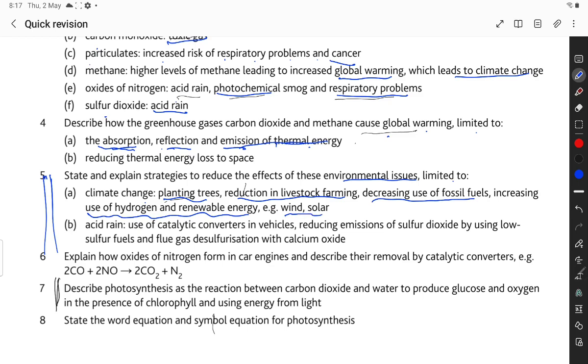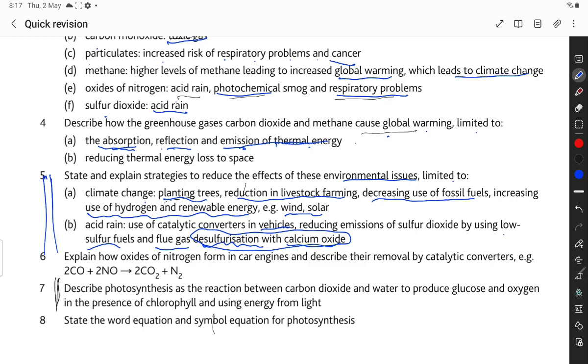energy, wind and solar. Acid rain, how to eliminate acid rain: use of catalytic converters in vehicles, reducing emission of sulfur dioxide by using low sulfur fuels and flue gas desulfurization. This is very important: desulfurization with calcium oxide.